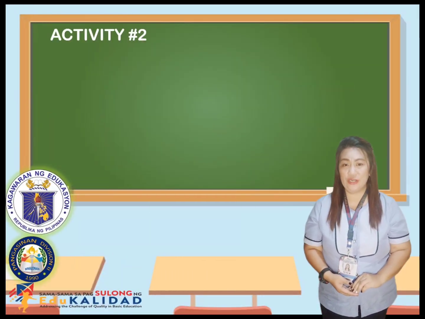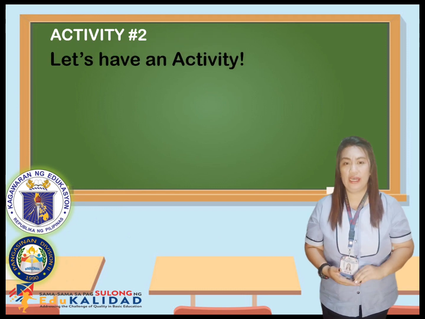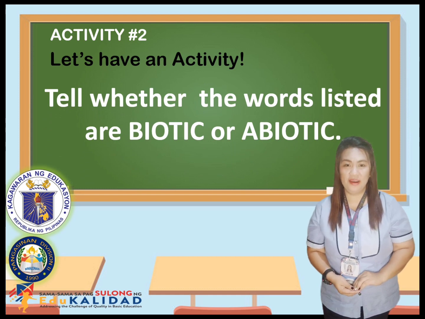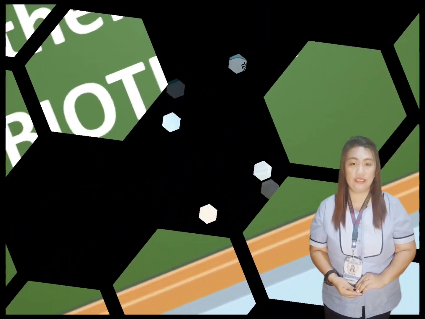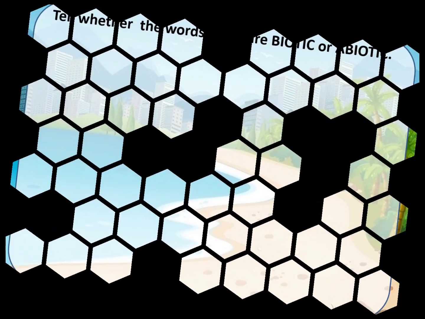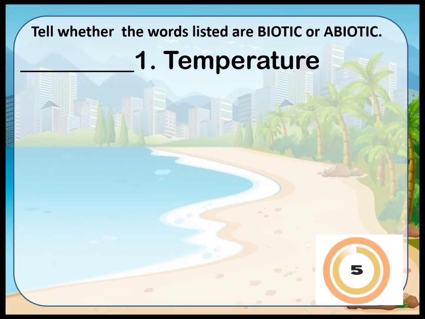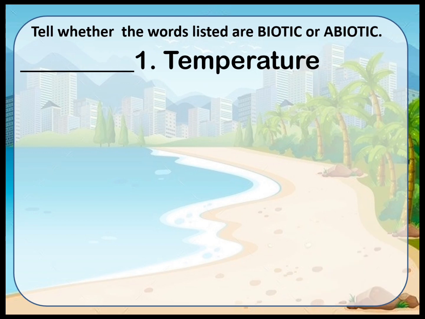Now you have already answered the second guiding question, and for that, we will have another activity. Tell whether the words listed are biotic or abiotic. You are given 5 seconds to write your answers in your notebook. First item, temperature. The answer is abiotic. Good job! Next item, animals. Is it biotic or abiotic?